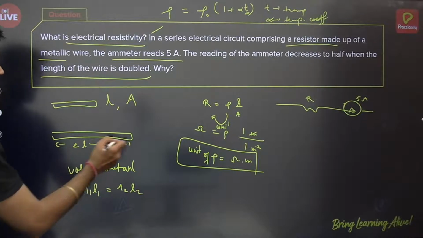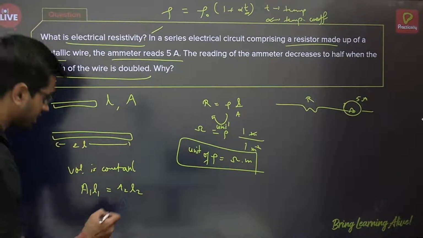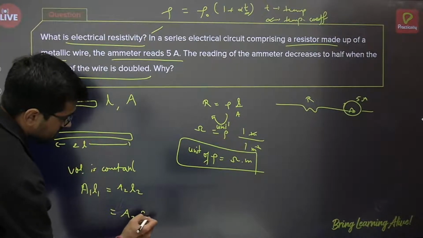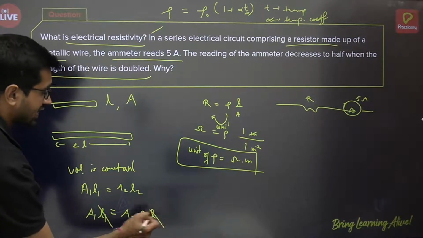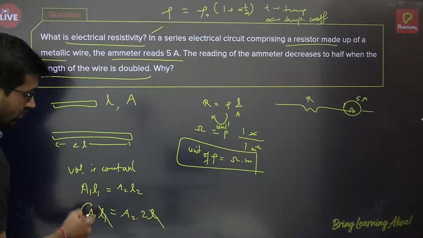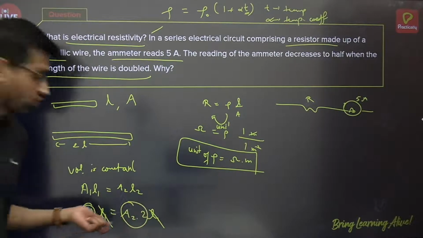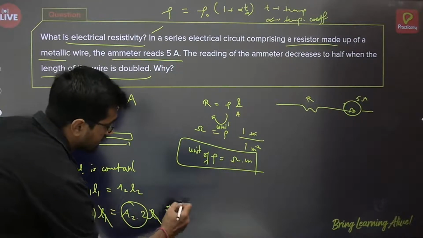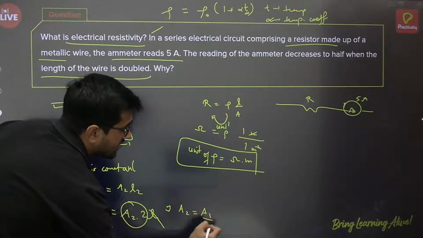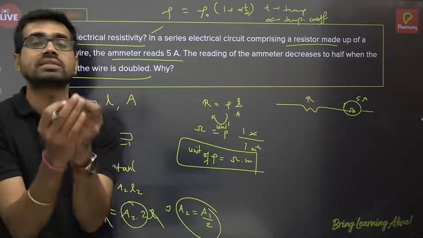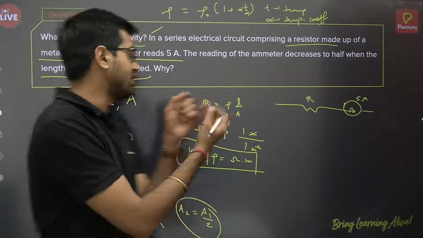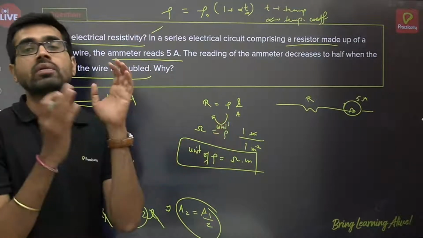If I am saying the new length is double of the original length, so this means that L1 will get cancelled. So the new area is nothing but half of the original area. So the area becomes half. The wire will become thin because the volume hasn't changed. So basically when you stretch the wire to double the length, the wire will become thin.